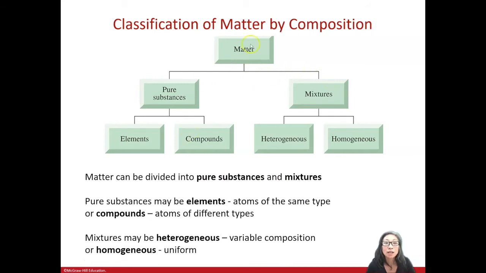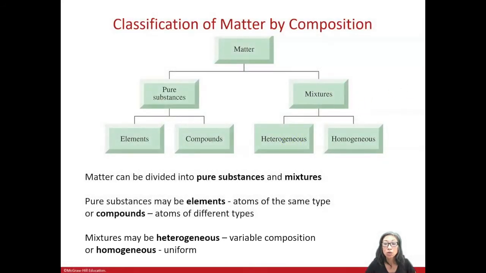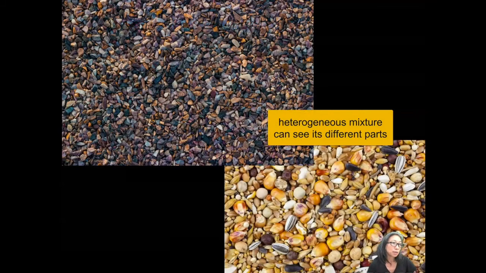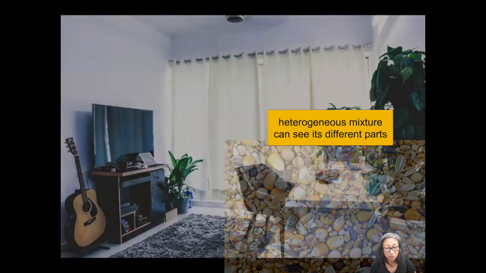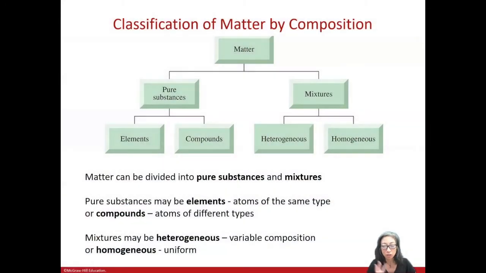When you're talking about the other side, when you put matter into two large buckets, really large because it's the whole universe, mixtures are what we can see. So mixtures are larger scale and macroscopic. A mixture can be heterogeneous or homogeneous. A heterogeneous mixture is a mixture in which you can see the different parts. An example would be gravel, or a bunch of different seeds, or even just everything in this room. There's the air you can't see. That's a heterogeneous mixture, all those things.